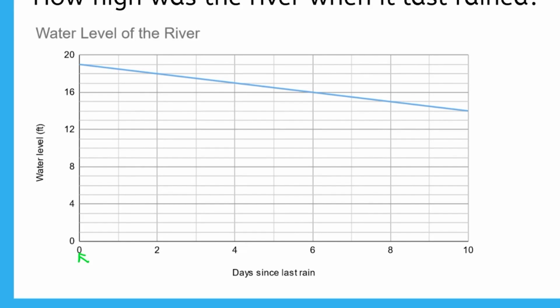According to the graph, it looks like the water level was at 19 feet when it stopped raining. So 19 feet is the answer.